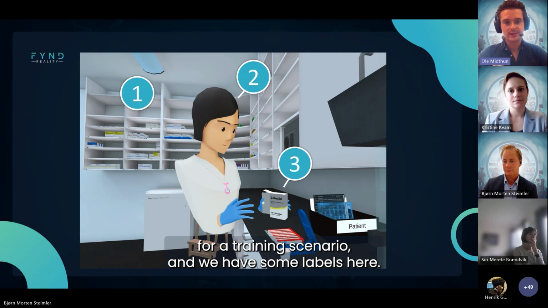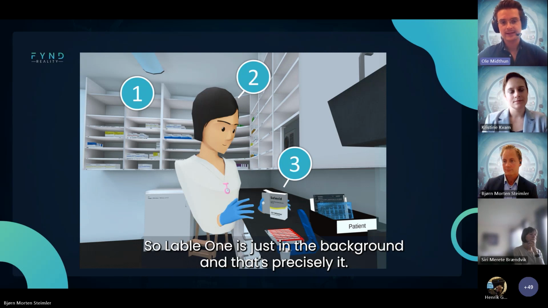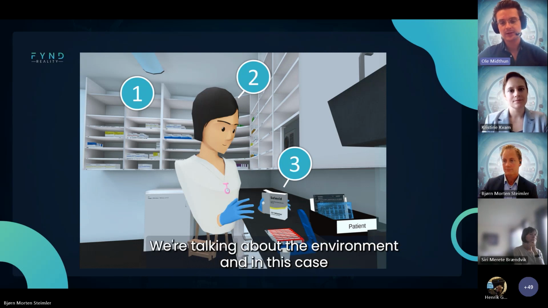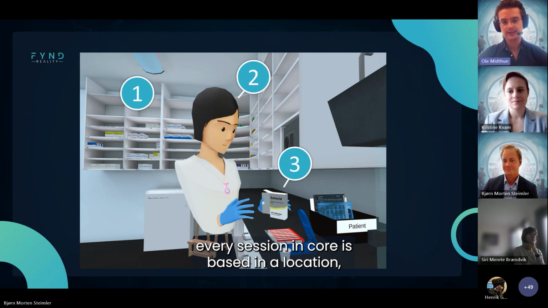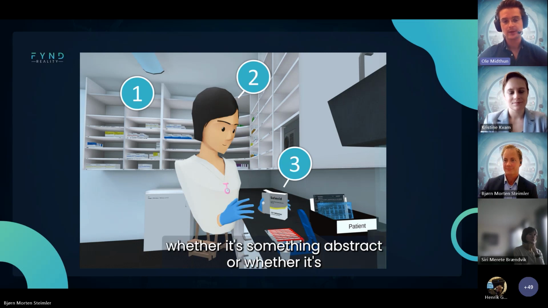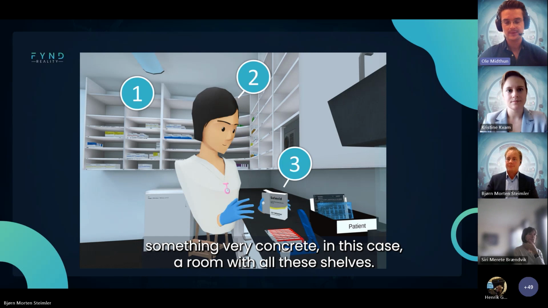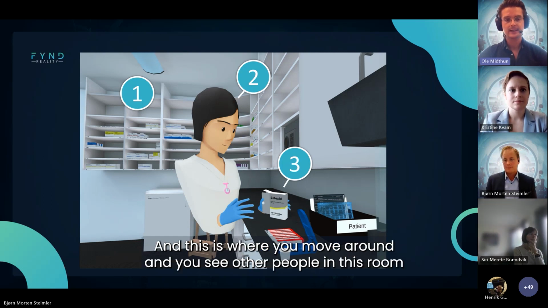And we have some labels here. So label 1 is just in the background, and that's precisely it. We're talking about the environment, and in this case, that means the virtual environment that you see around you. Every session in Core is based in a location, whether it's something abstract or whether it's something very concrete. In this case, a room with all these shelves. And this is where you move around and you see other people in this room.